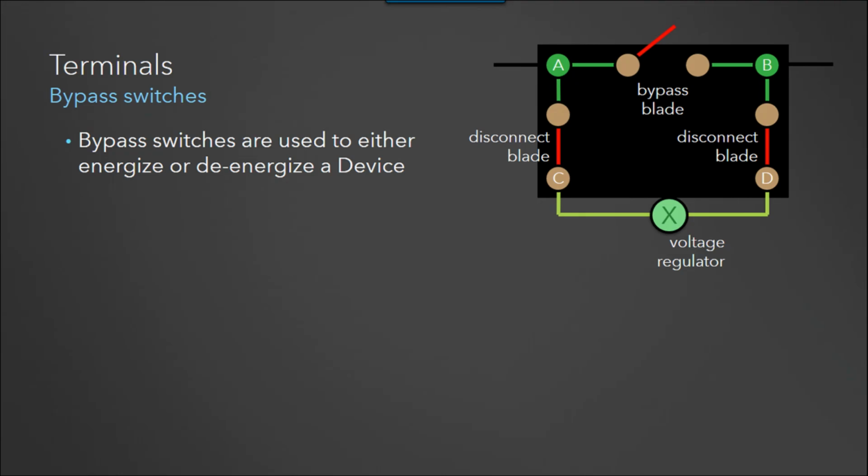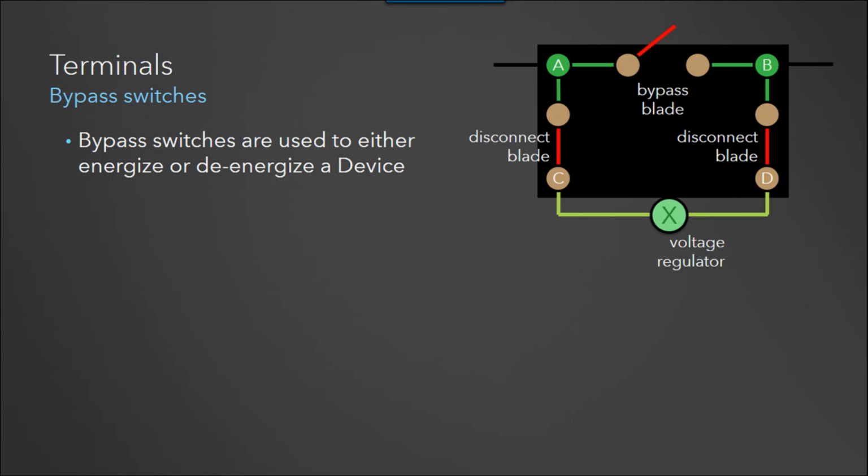The bypass switch is a set of 3 coordinated switches that all work together logically. So the red things are the switches. You can see there are 2 disconnect blades going vertically and 1 bypass blade, and then the voltage regulator at the bottom. If the power is flowing from left to right, because the bypass blade is open and the disconnect blades are closed, the power will go through the voltage regulator.